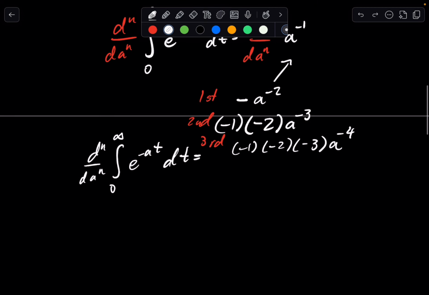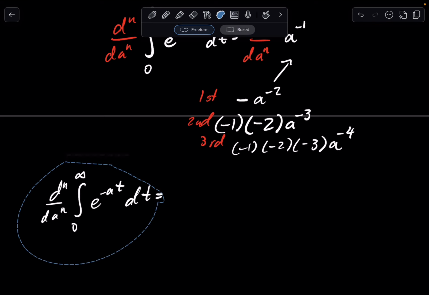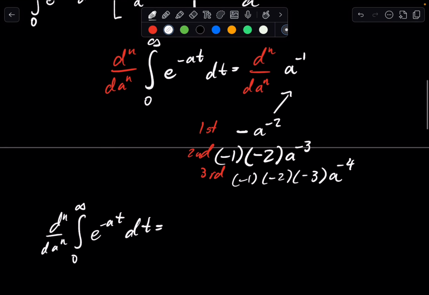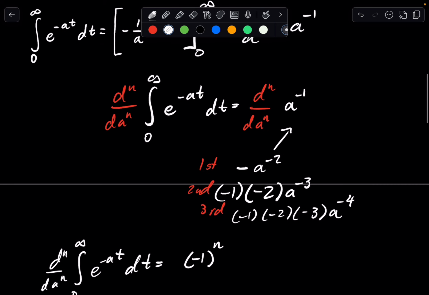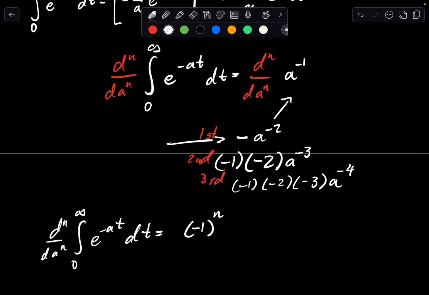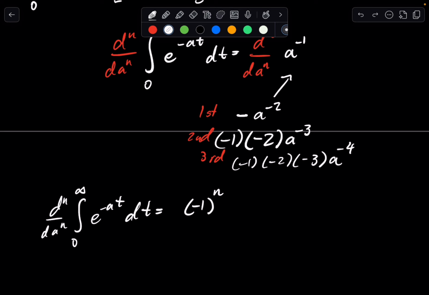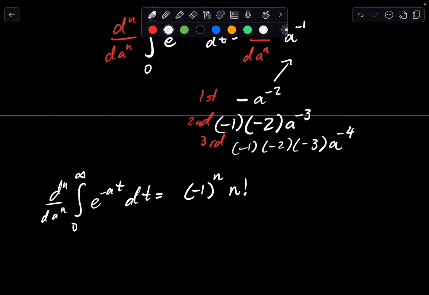So we can say, oops, let me move this over. This gets a little confusing, so let me know if you need something to be clarified. We can say that this is just negative 1 to the n, because when I take the first derivative, I get a negative, right? So if I take the first derivative, this n will equal 1, and this will be negative. And then it alternates from there. So we have negative 1 to the n, which is alternating, n factorial, and then we're left with a to the negative n minus 1.